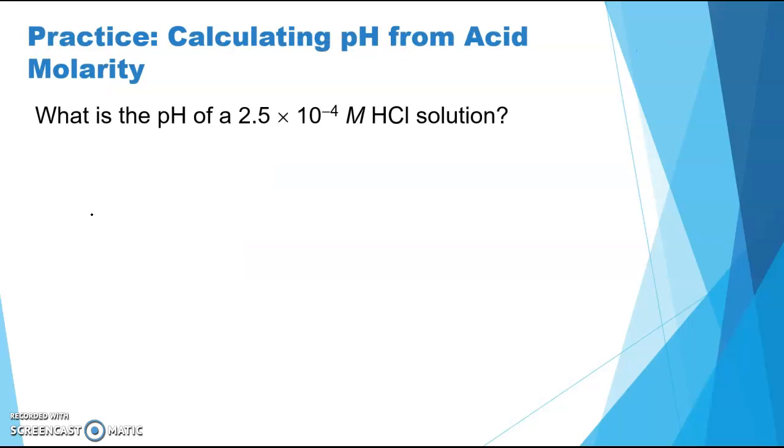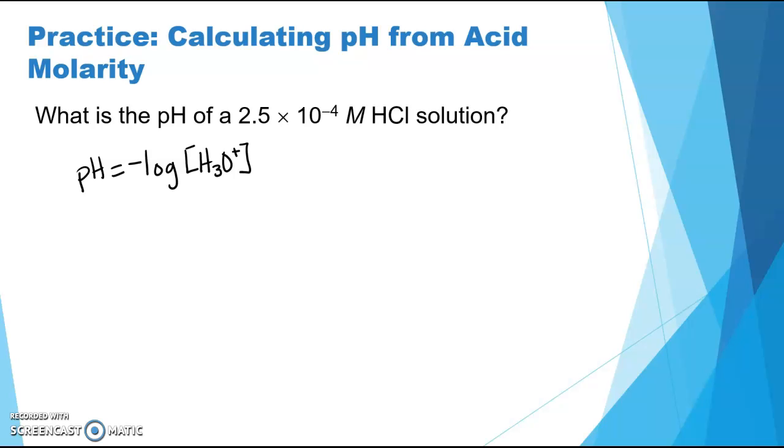Let's take a look at this first problem here. What is the pH of a 2.5 times 10 to the negative 4 molar hydrochloric acid solution? So it's asking me for pH. So when it's saying what is pH, I want to use the pH equals equation. So pH equals negative log of the hydronium ion, or hydrogen ion if you prefer for simplicity, the hydronium ion concentration.